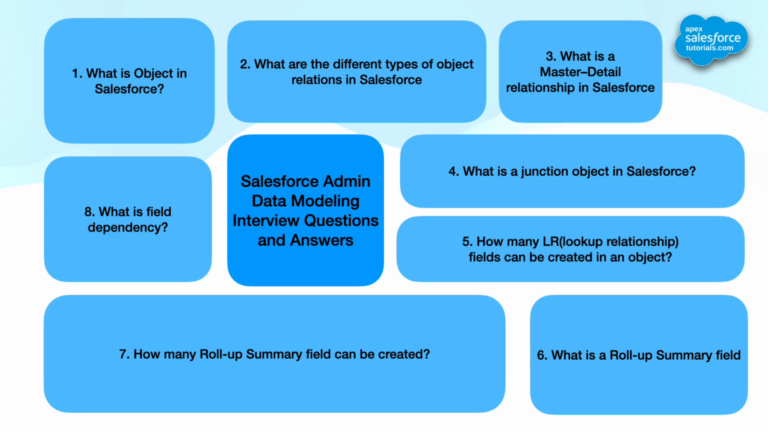Junction relationship, many-to-many, uses a junction object to link two objects with master-detail relationships. Self relationship, a lookup relationship within the same object. Third, what is a master-detail relationship?